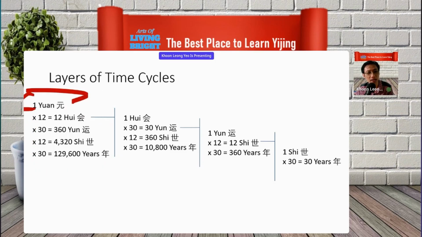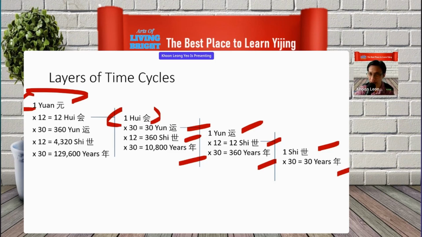Okay, so let's break down. If we talk about yuan, this is what it means. But if we talk about one hui, it means 30 yun, 360 yun, or 10,800 years. How old is human civilization? I also can't remember. Okay, 一运 is equal to 12 shi or 360 years. 1 shi is 30 years. So 爱你一生一世, that 1 shi has an expiry date, only valid for 30 years. Joking, joking. But this is what it means if we go word by word.